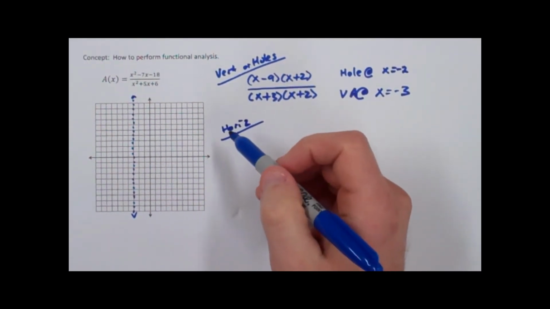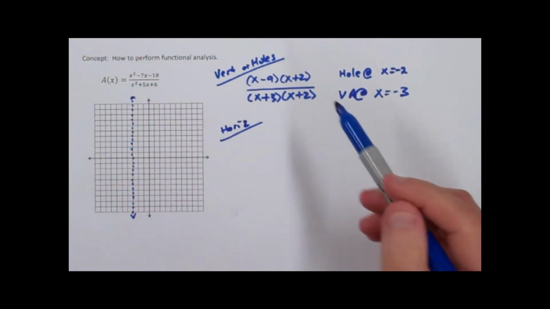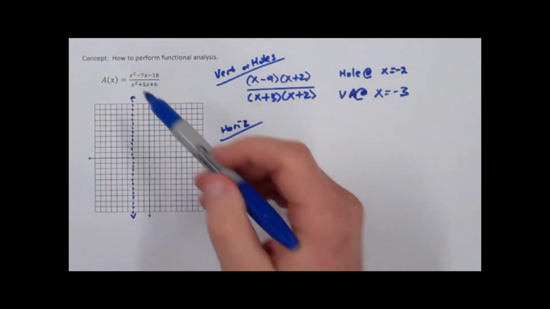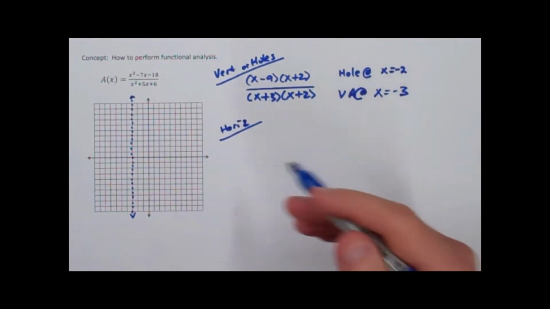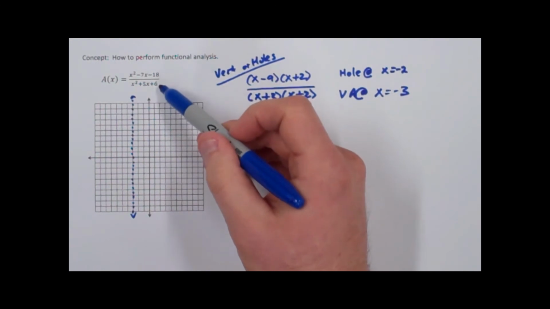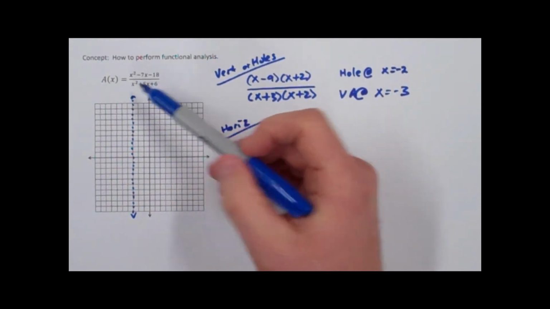For the horizontal asymptote, we want to take a look at the leading term in the top and the leading term in the bottom. We need to make sure that both the numerator's leading term and the denominator's have the same exponent, or that the degree of the polynomial is the same. If it's not, then we can add a filler. In this case, it is the same.